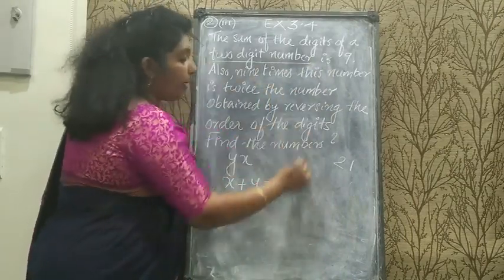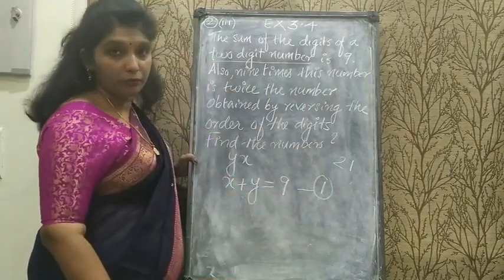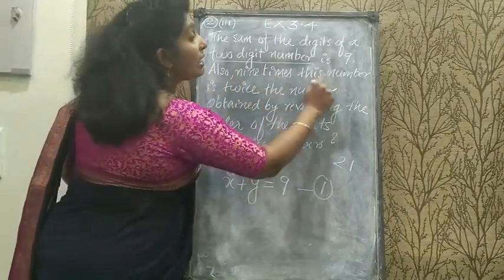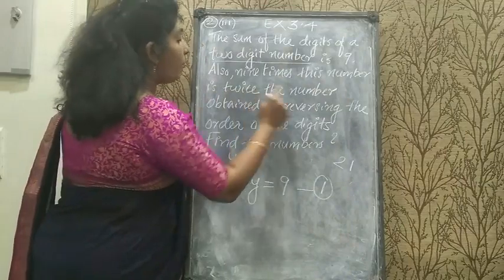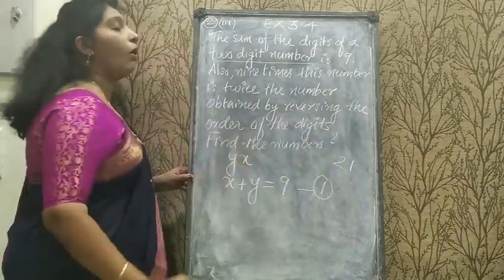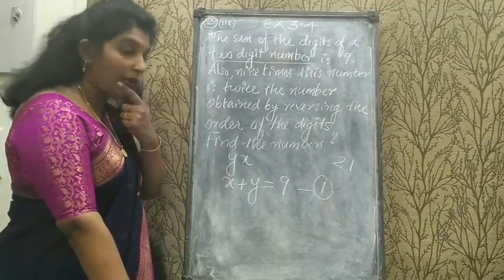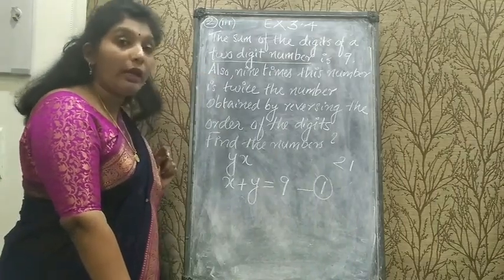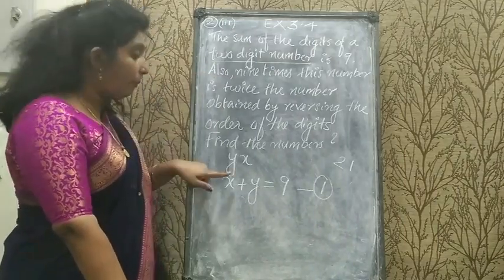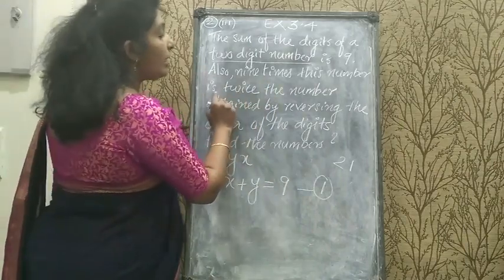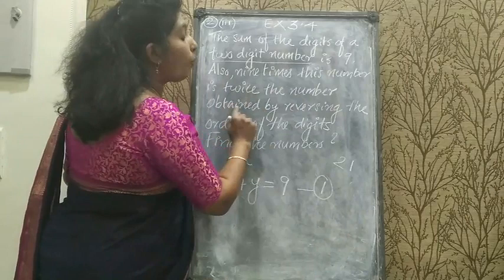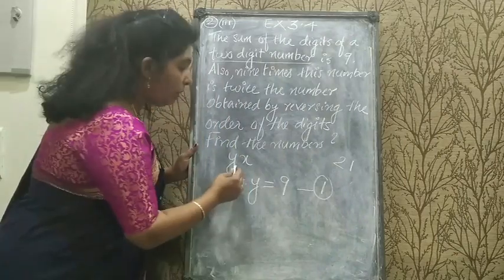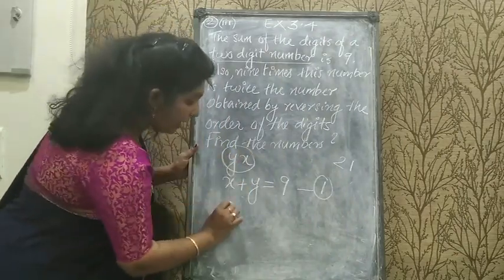From the first statement, we got one equation. Now see the second statement. Also, 9 times this number is twice the number obtained by reversing the order of the digits. What does it mean? 9 times this number. It means we have to take 9 times our number. Our number is yx. That is equal to twice the number obtained by reversing. That will be equal to 2 times the reverse number. Our number I have written as yx.